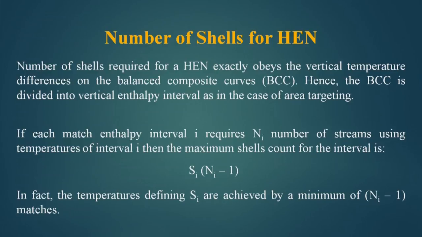So, once the number of streams is known, and I know that for each unit there is a certain number of cells, then when this is multiplied with the number of units, I get the total number of cells in that enthalpy interval, which is given by Si into (Ni minus 1). Ni minus 1 gives you the number of units, and Si gives the number of cells per unit. In fact, the temperatures defining Si are achieved by the minimum of n minus 1 matches. The real or non-integer number of cells target is then simply the sum of the real number of cells from all the enthalpy intervals.